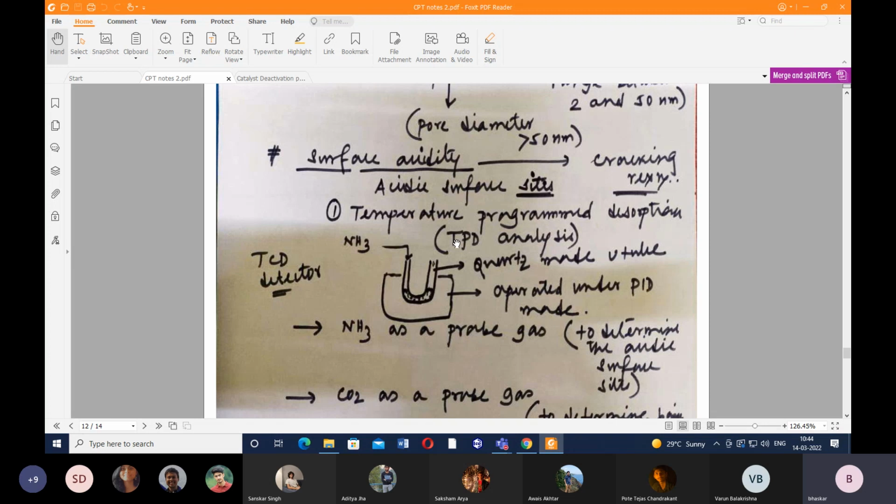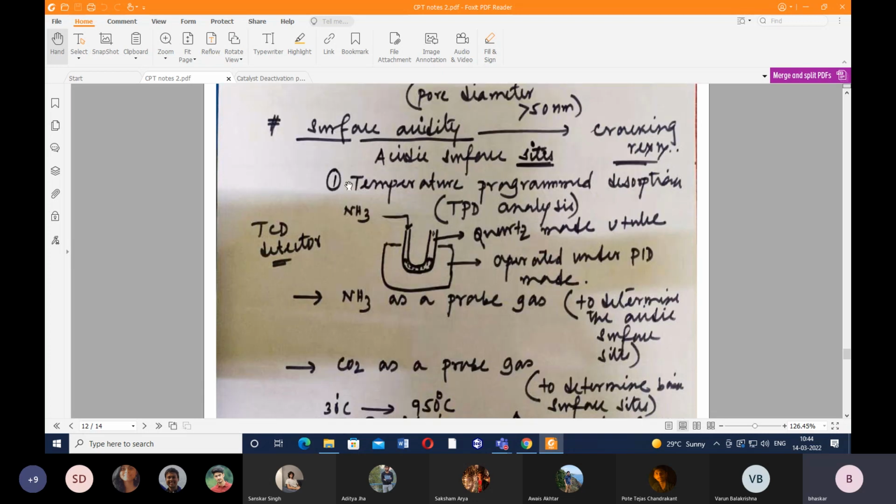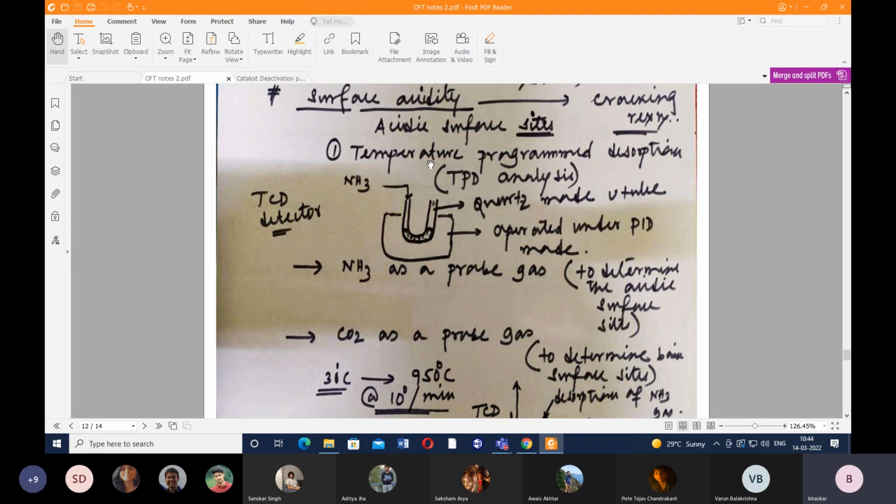Now let's talk about how we can calculate the acidic surface sites present in a catalyst material. There is a famous technique to calculate the surface acidity, or acidic surface sites, present on a catalyst material. The process is called temperature programmed desorption analysis, most famously called TPD analysis. In this method, we use ammonia as a TPD probe gas. Why do we need to use ammonia here?